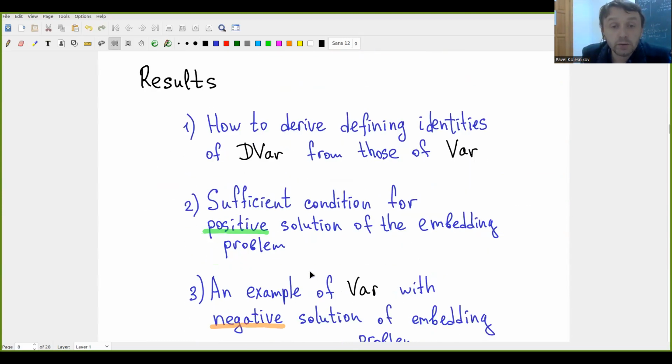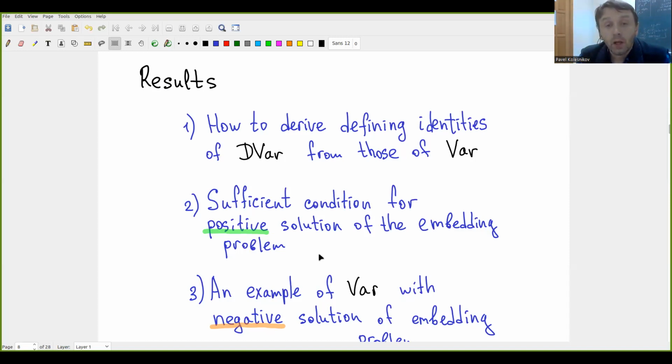The main results I would like to speak about today are the following three points. First, I'm going to describe how we can find all defining identities of the derived variety if we know the defining identities for the initial variety Var. This computation works well if we deal with quadratic varieties. Quadratic means defined by identities of degree 3, like associative, Poisson, Lie algebras; they are all quadratic.